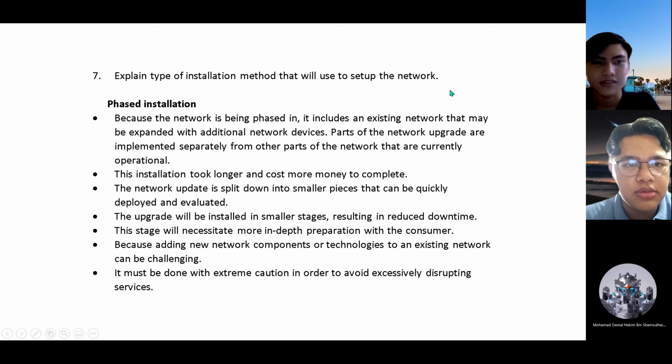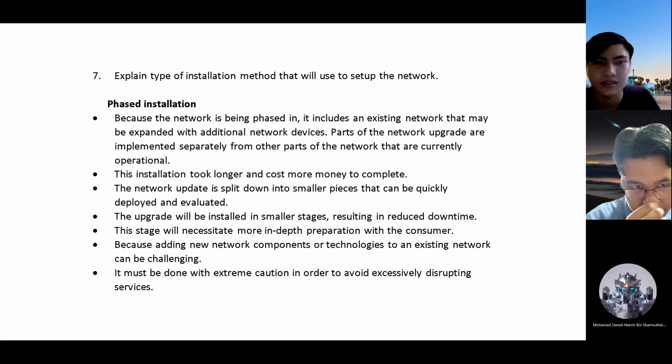And then question 7. Explain the type of installation method that we use to set up the network. So we choose phase installation. Because the network is being phased in, it includes an existing network that may be expanded with additional network devices. Parts of the network upgrade are implemented separately from other parts of the network that are currently operational. This installation takes longer and costs more money to complete.